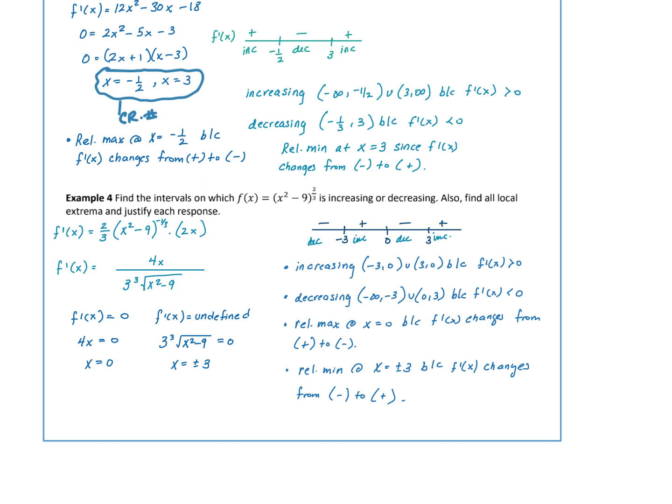When you derive this, we start with x to the 2/3. When you derive that, you do the power rule, right? So you do 2/3, and then you lower the power by 1. You get x to the negative 1/3. So you end up with this.